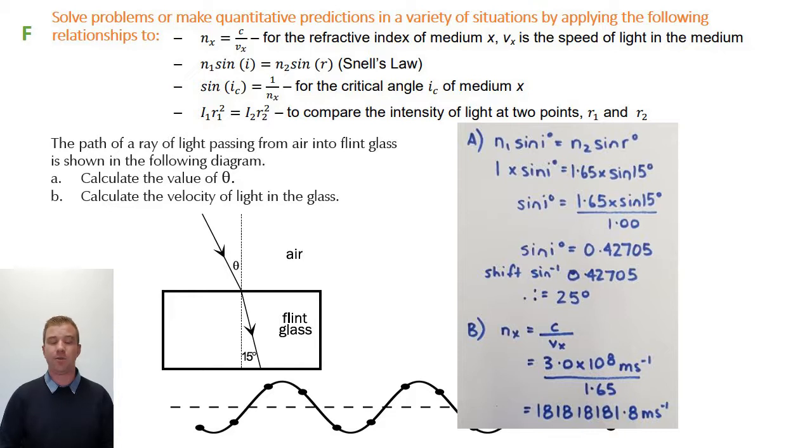So for A, you got n1 sine i equals n2 sine r, and you've got 1, which is the refractive index of air, so it's 1 times sine i equals 1.65 times sine 15. Rearrange the equation to make sine i alone on the left hand side, shift sine, and you get 25 degrees. Now for calculating the velocity of light, you've got the speed of light divided by n, where nx came from my previous slide, I did mention that in the table, 1.65, and you get the number associated at the bottom.